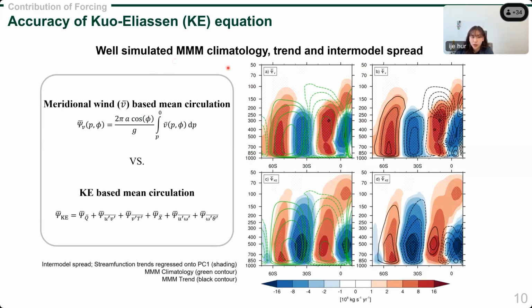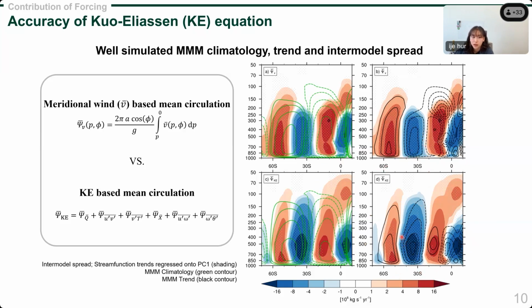Before we check the contribution of each term, we have to check the accuracy of the equation budget. So we compare the Kuo-Eliassen based one, which is shown in the lower panel, with the meridional wind-based stream function in the upper panel. It shows a reasonable multimodel mean climatology, which is shown in green contours, and the multimodel mean trend is also reasonably structured. It seems different, but that is due to their non-linear contour interval. The multimodel mean trend in both results also shows a negative trend near the Southern Hemisphere edge.